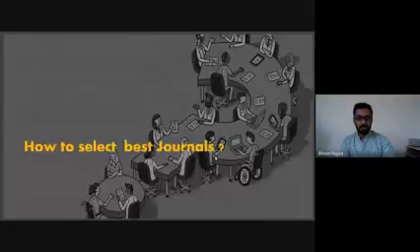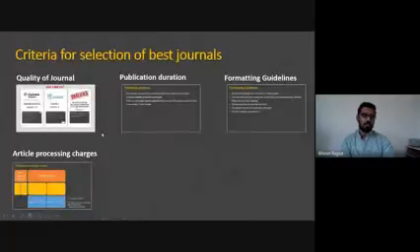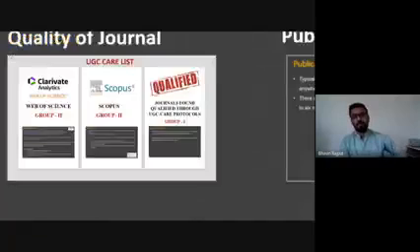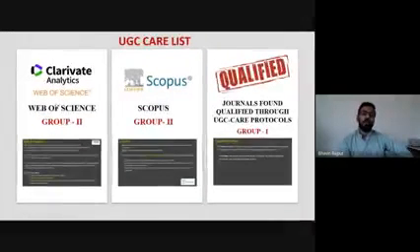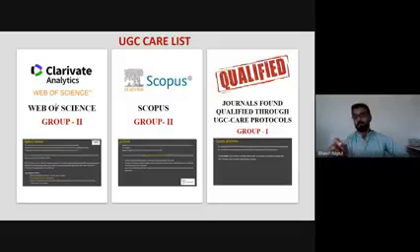This part I have already completed. So in the first part, the quality of journal: how to select a particular journal from Web of Science and from Scopus we have seen, and the third is group 1. This indicator we can use in group 1 also and in group 2 also.